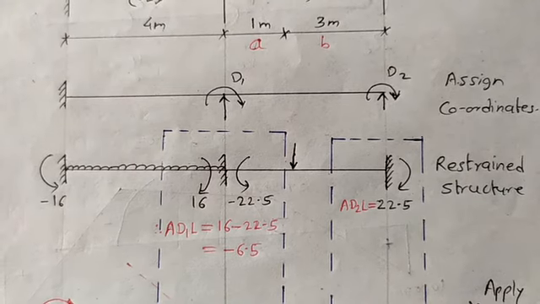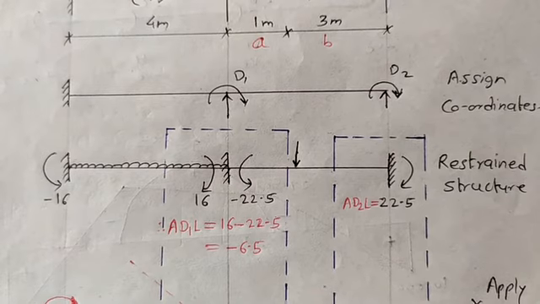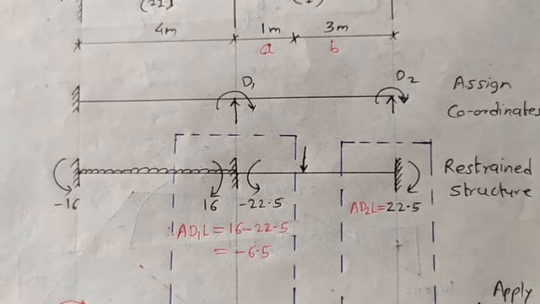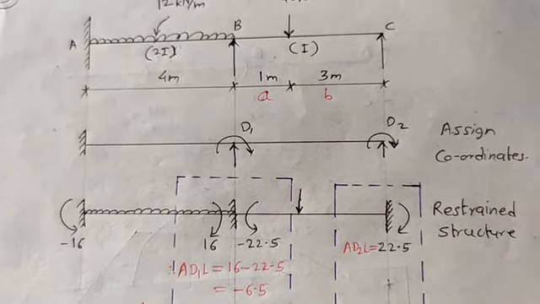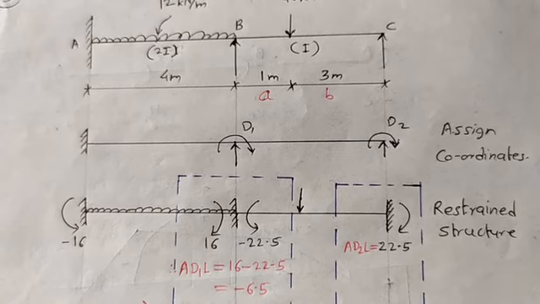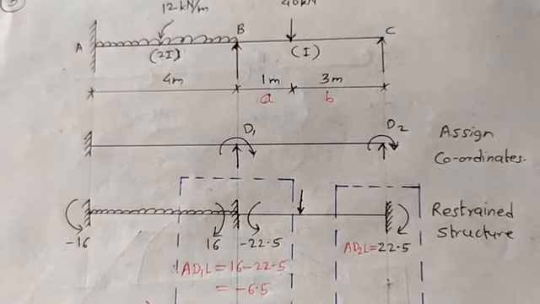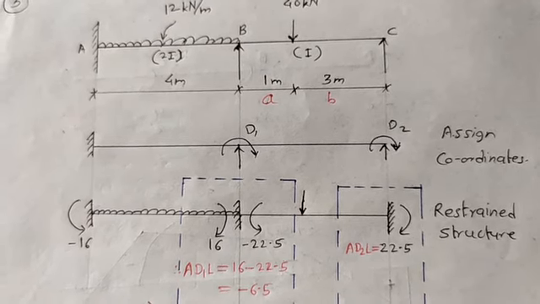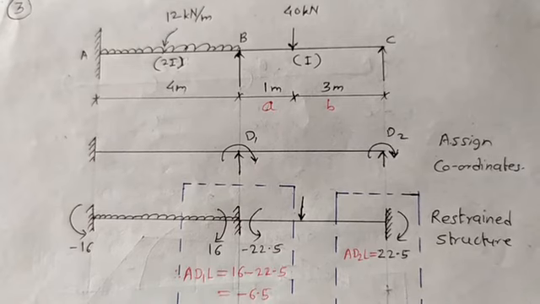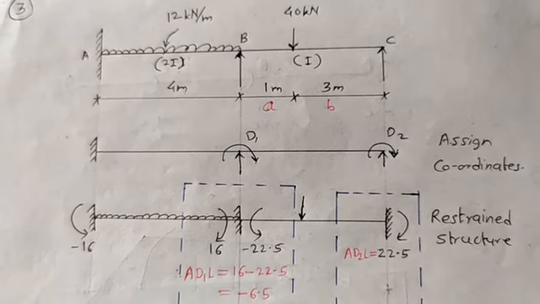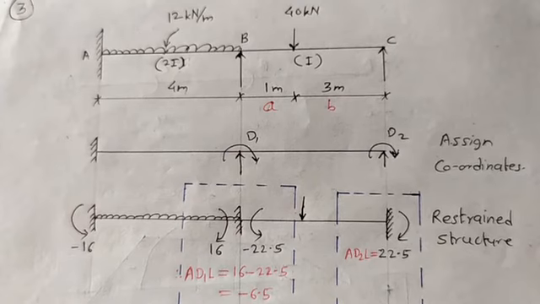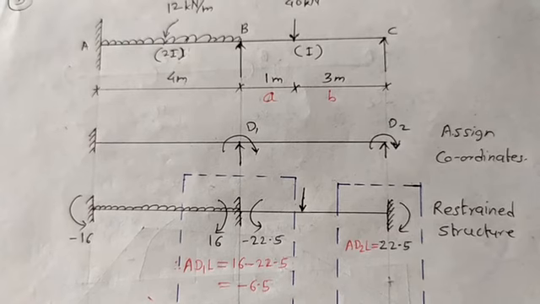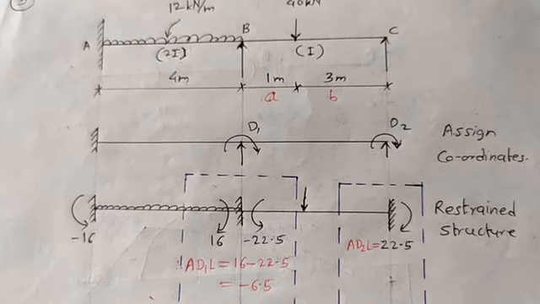Next step is to draw a restrained structure. Drawing a restrained structure means we have to make all the joints fixed joints. Here there are 3 joints, A, B and C, and we make all of them fixed. Now next we have to apply load on it. We have applied a UDL of 12 kN per meter and a point load of 40 kN. As all the ends are fixed, we find the fixed end moments, and here I have shown the directions also.